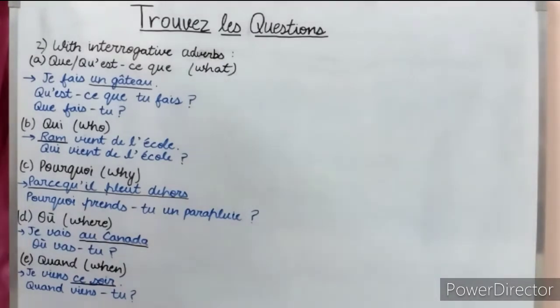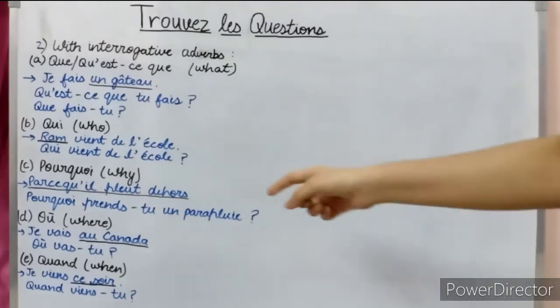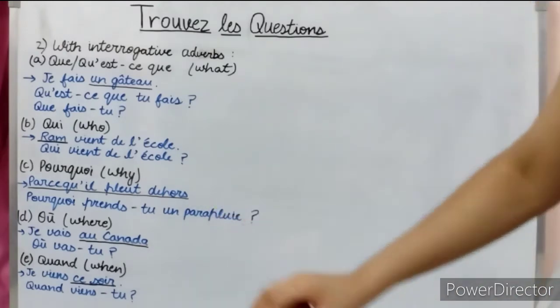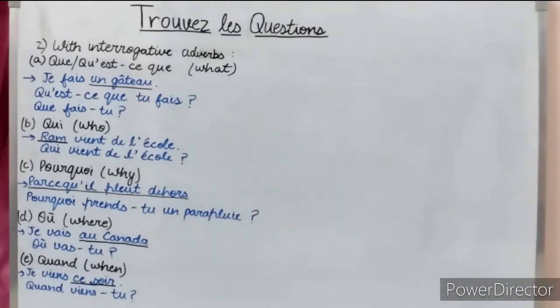Let's see the third part. Pourquoi? Why? Parce qu'il pleut dehors. If the answer says parce qu'il pleut dehors, because it rains outside, the question for this would be pourquoi prends-tu un parapluie?